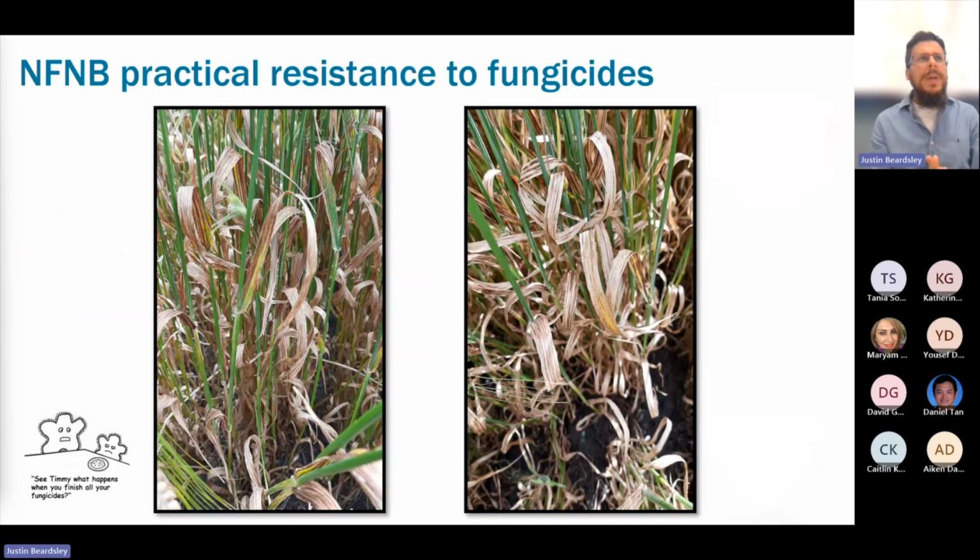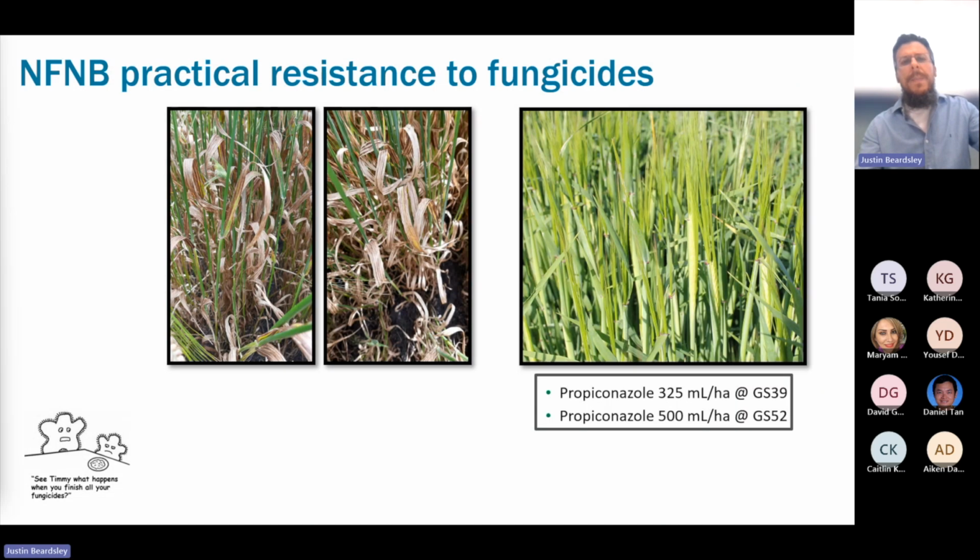So the second example that I wanted to talk about was the other disease, net blotch. Remember, the pathogen that causes this disease is Pyrenophora teres teres, PTT. So here I've got two photos, the left-hand side and right-hand side. So these are treated and untreated crops.